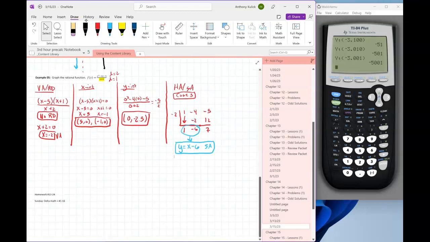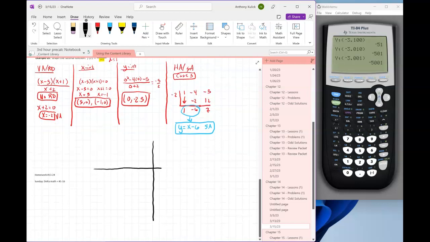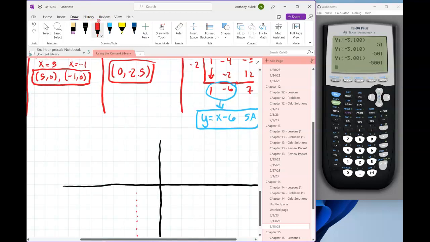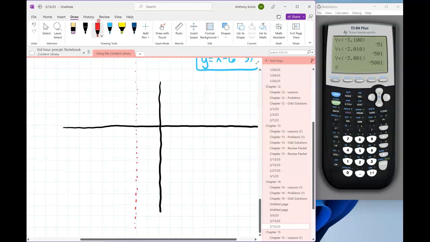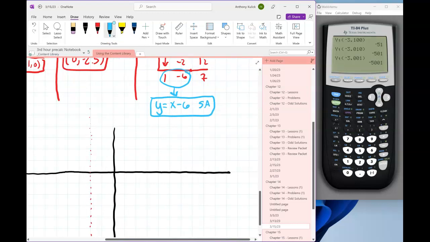Okay. Let's draw ourselves a graph. So I'll draw in my vertical asymptote. How am I going to draw in that slant asymptote, though? That's a line, right? How many points do I need to describe a line? At least two. So I'm just going to pick some values of x and find the corresponding values of y. So let's pick 0 for x. 0 minus 6 is negative 6, so that's my y. Then I'll pick 6 for x. 6 minus 6 is 0, so that's my y.